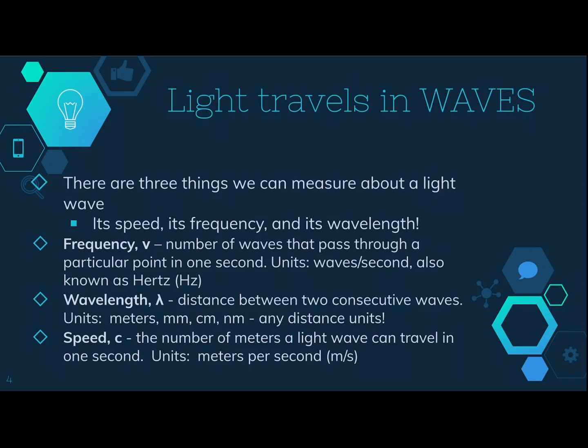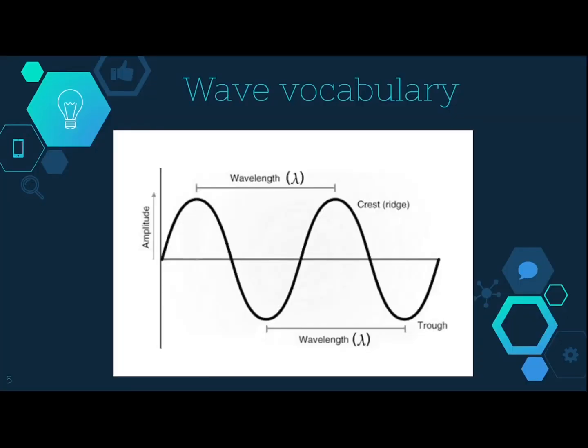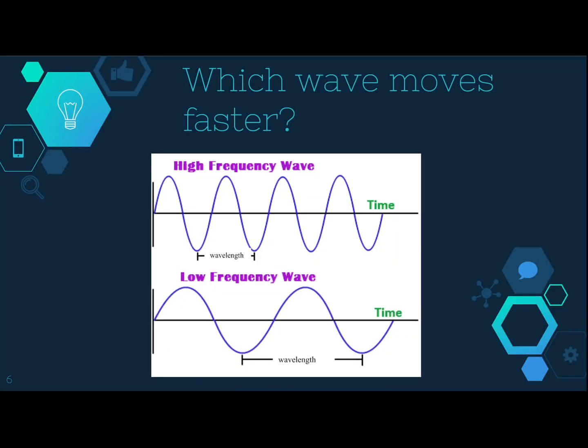And then we can measure speed, which is letter C. The number of meters a light wave can travel in 1 second. The unit is meters per second. So here's all of this stuff labeled on a wave. From one point in the middle to the top of the wave is called amplitude. From one wave to another is your wavelength. This bottom part is called the trough, and that top part is called a crest.